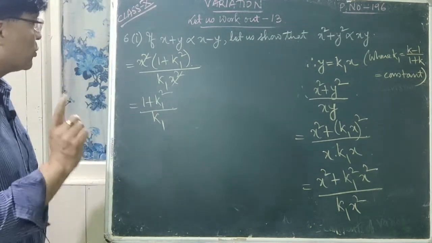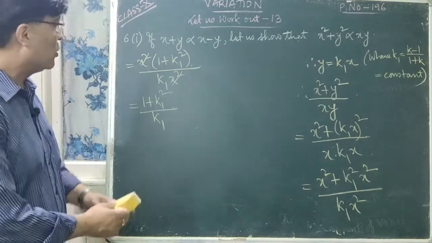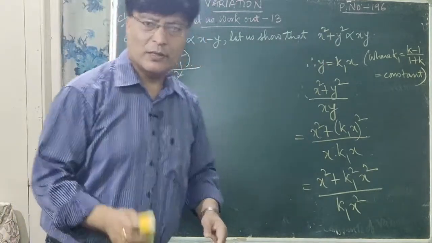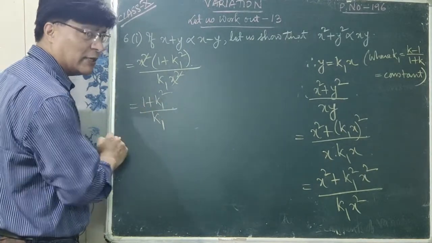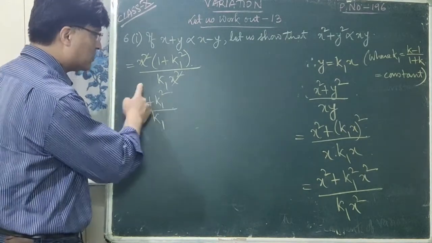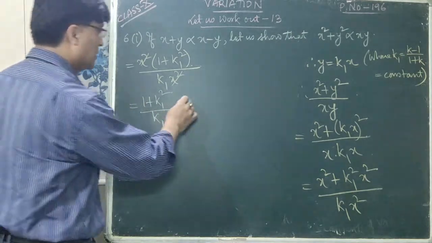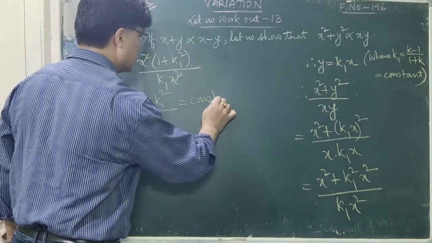Understood by all? So now, k1 is a constant, so if k1 is a constant then 1 plus k1 square upon k1 is also a constant, because it is free from x and y. So which is equal to a constant.